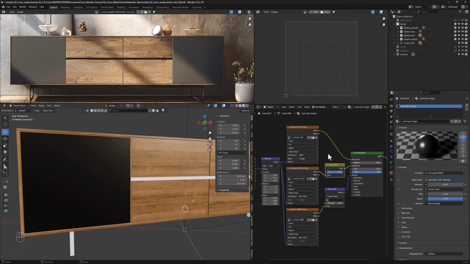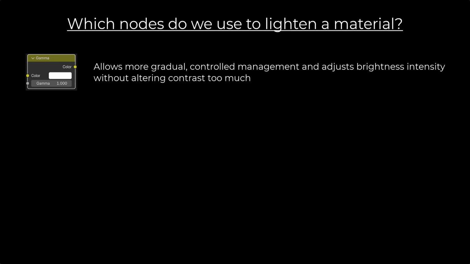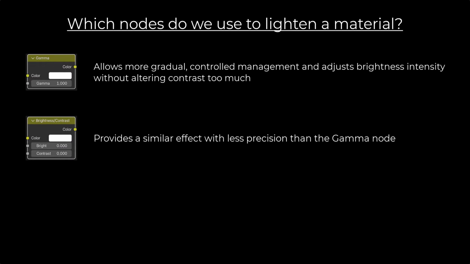To lighten it, we can use several methods, including the Gamma node. By introducing this node and adjusting its value, we can gradually and controllably lighten the material. This method is particularly effective because it allows you to adjust the brightness intensity without altering the contrast too much. With the Brightness and Contrast node, by increasing the brightness and adjusting the contrast, you can achieve a similar effect, although the level of precision may be lower compared to the Gamma node.